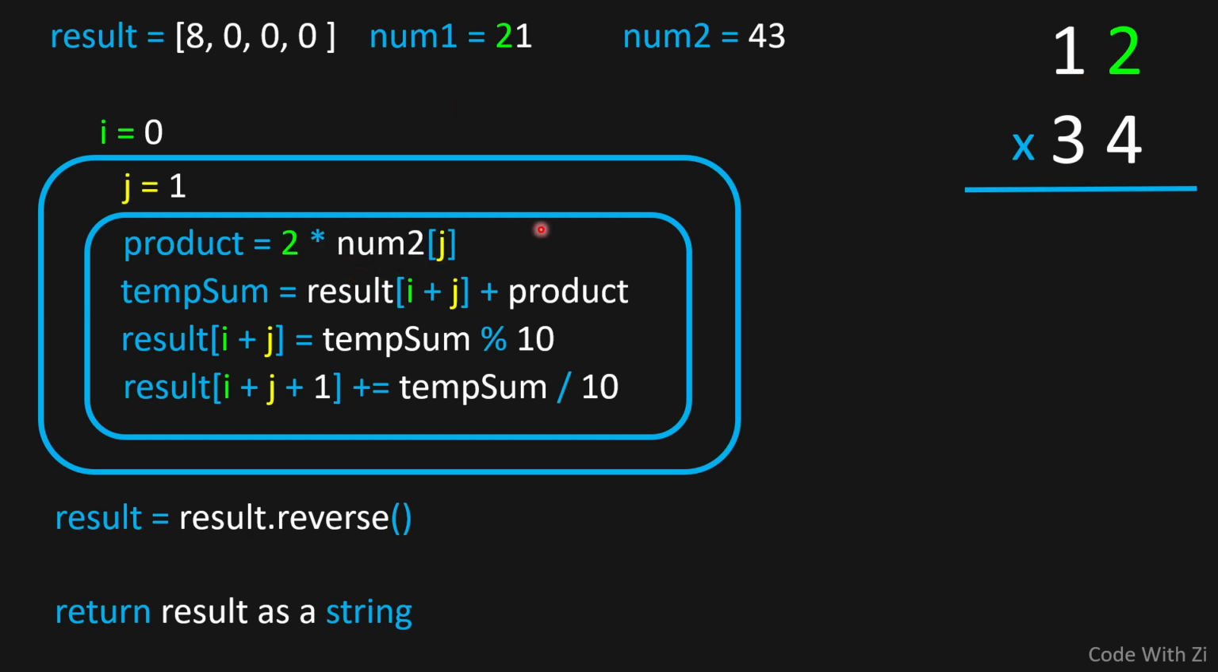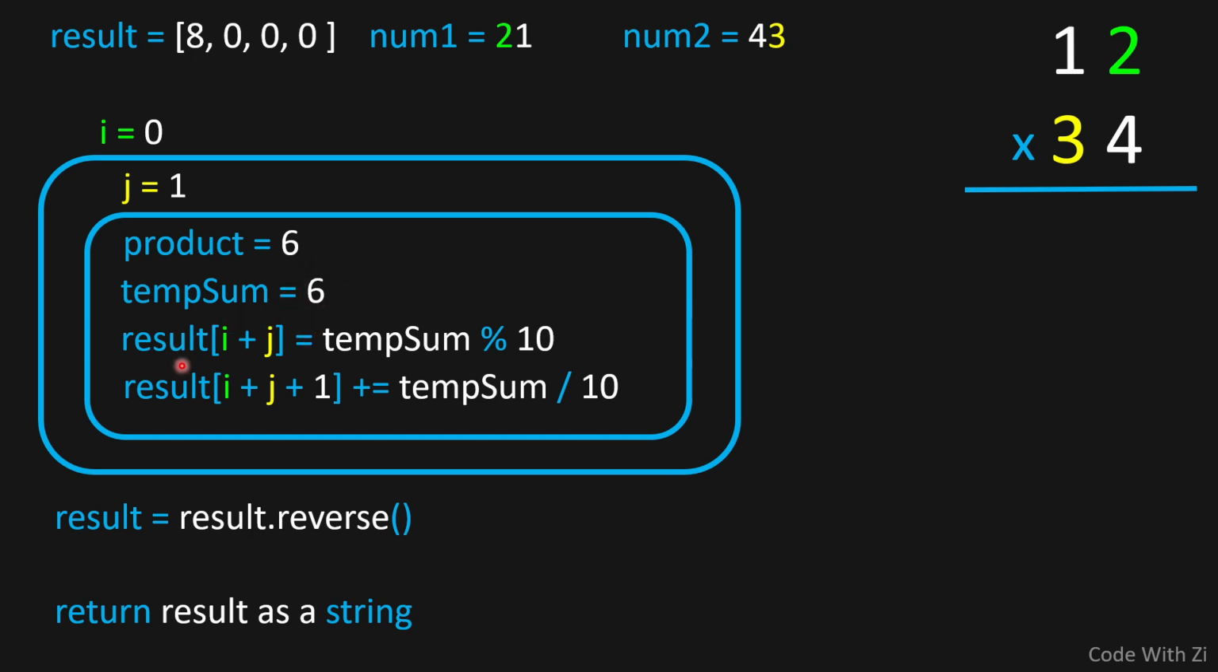And nums of j is going to be pointing to this number, as you can see. 2 multiplied by 3, that's going to give us 6. Our product is 6. We're going to calculate our temp sum. We're going to bring the number at this index in our result array, which is going to be 0 plus 1. And that's going to give us this number, which is 0. And we're going to add our product to it. And that's going to be 6. And our temp sum is going to be equal to this, which is going to be 6 as well.